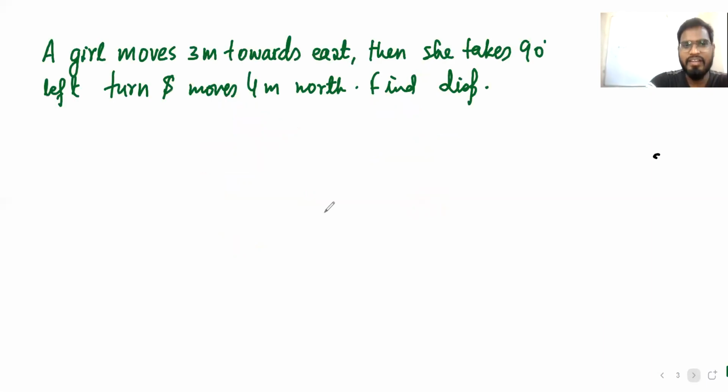Let's see one numerical based on that. A girl moves 3 meters towards east. Okay, 3 meter towards what? East.